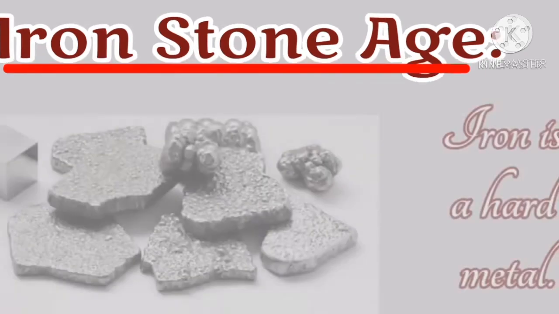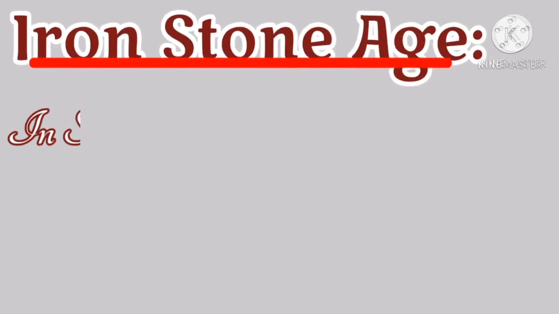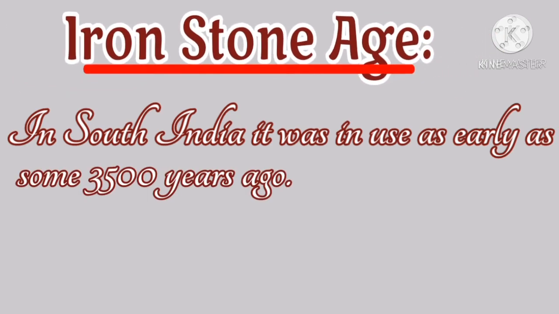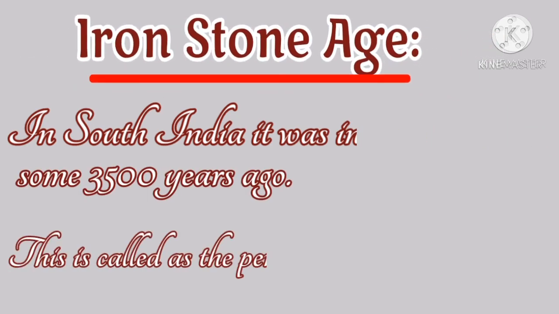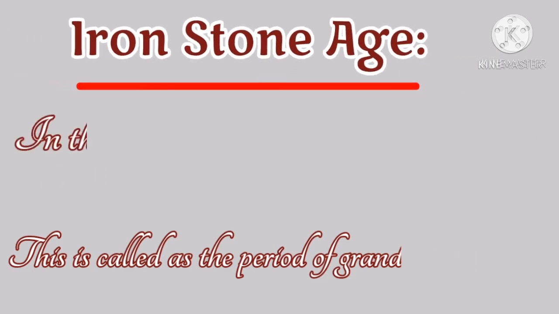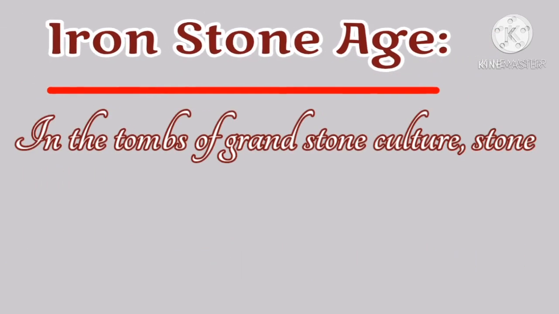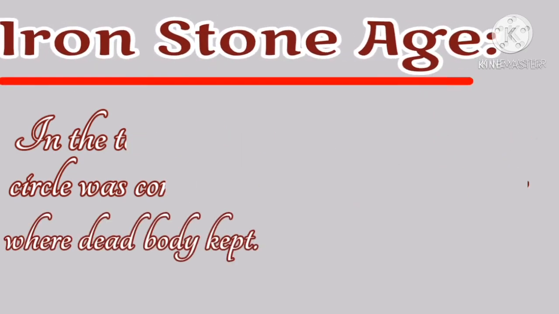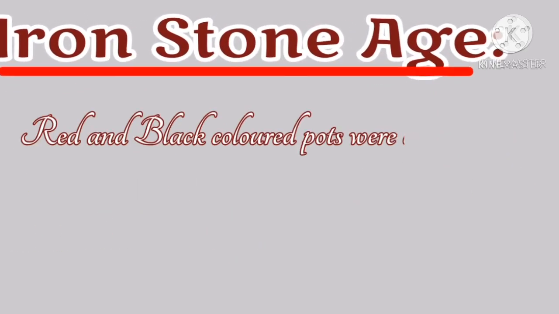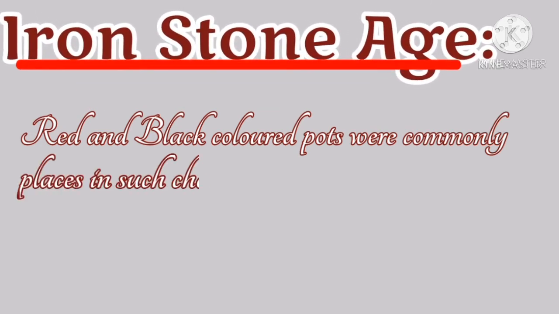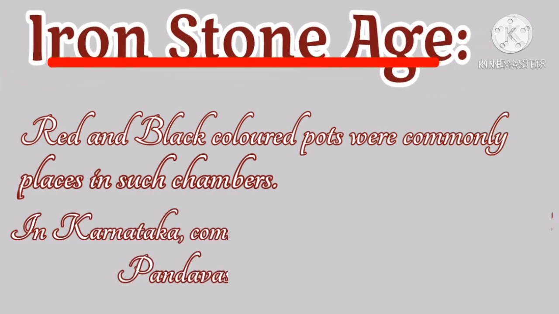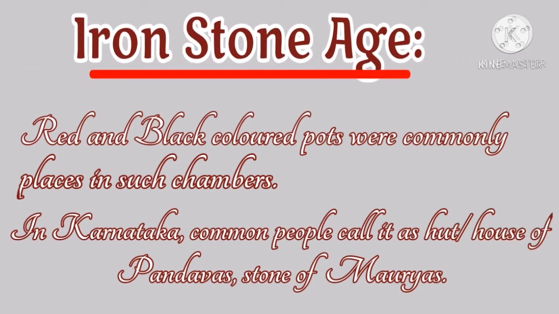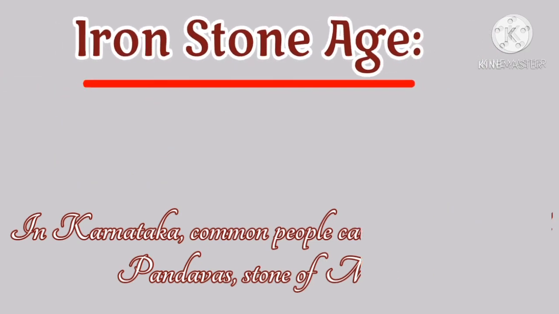Iron Age. Iron is a hard metal. In South India, it was in use as early as some 3500 years ago. This is called the period of Megalithic Culture. In the tombs of Megalithic Culture, a stone circle was constructed around the chamber where dead bodies were kept. Red and black colored pots were commonly placed in such chambers. In Karnataka, common people call it the hut or house of Pandavas or stone of Mauryas.